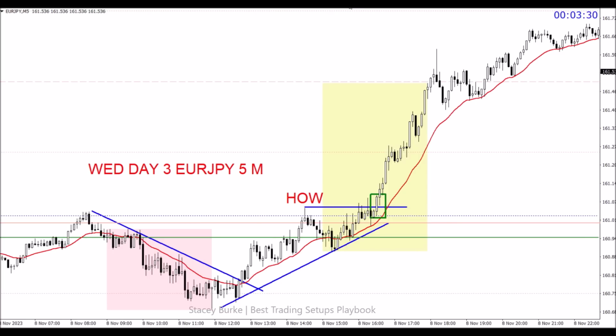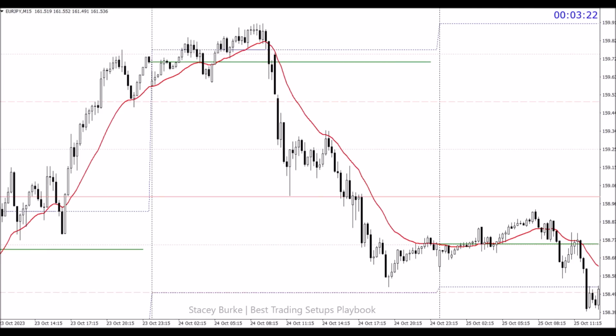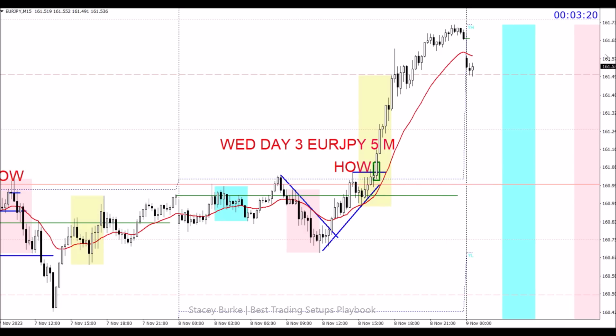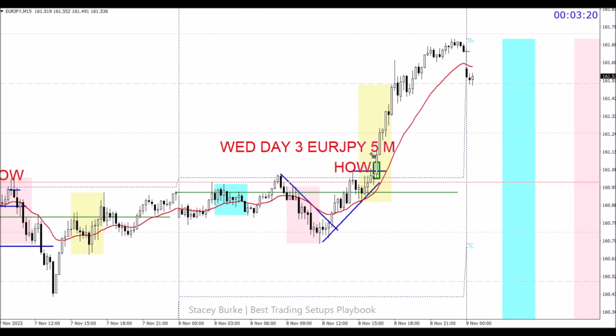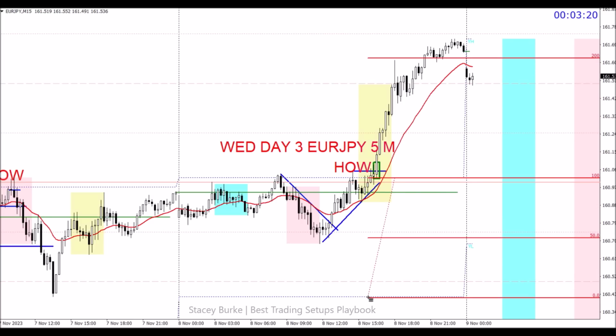We'll just back this up. We'll show this again. If we take the high of day, low of day levels and project them, a 100% expansion of the range as a potential profit target on day 3. A day 3 parabolic trend trade on the euro yen.